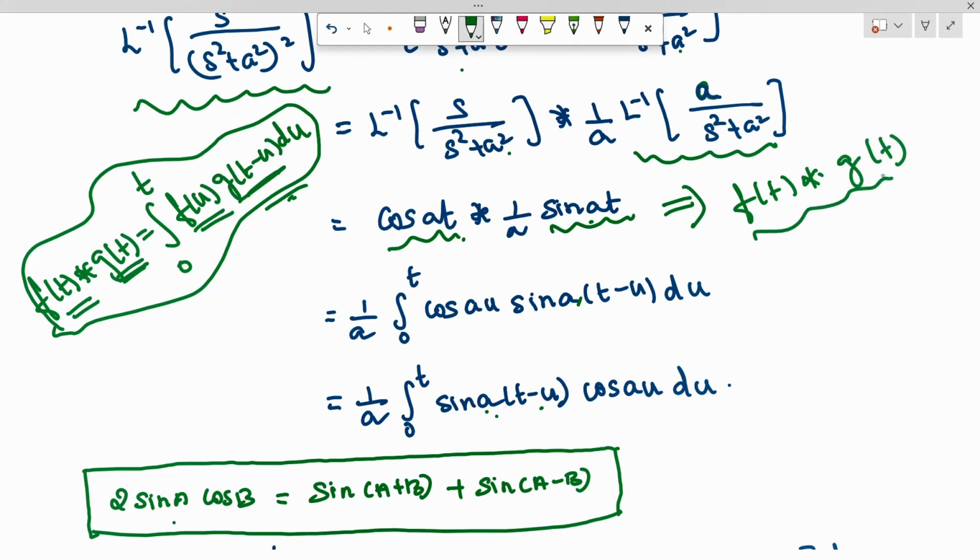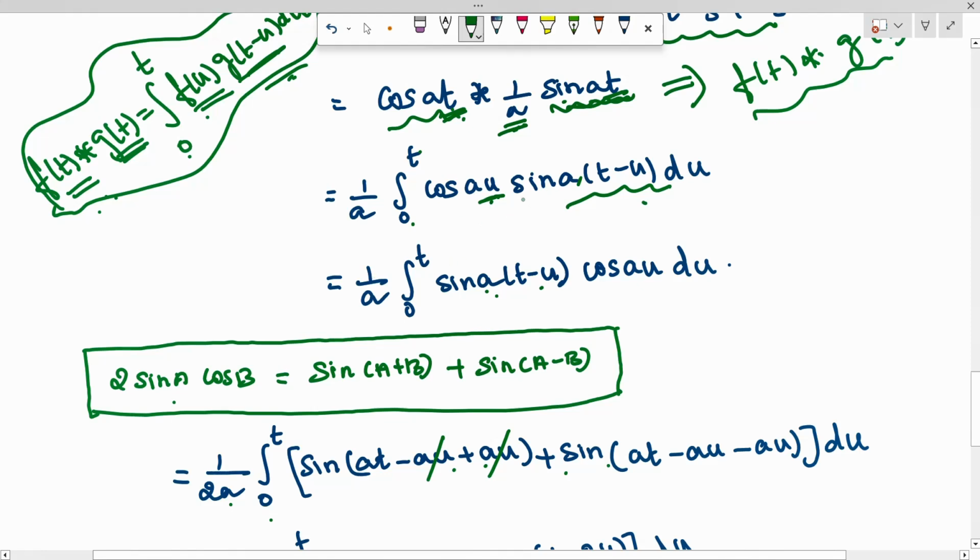Now we are going to apply the convolution theorem definition. f of t star g of t equals integral 0 to t f of u into g of t minus u du. Apply here. Here cos at is like f of t, sin at is like g of t. 1 by a constant, take outside: 1 by a into integral 0 to t cos au. Here replace t by u in the first term. In the second term, replace t by t minus u: sin of a into t minus u into du.